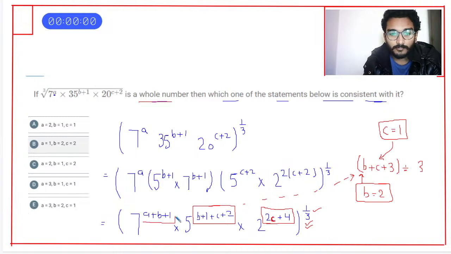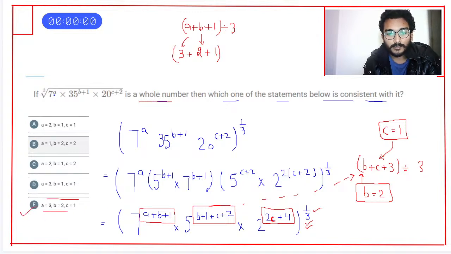And same I'll do for this case, it is a plus b plus 1 must be divisible by 3. We know the value of b, that is 2. C is, this is 1. So a must be what? 3. Then this is divisible. So a equals to 3, b equal to 2, and c equal to 1. So E is the answer.